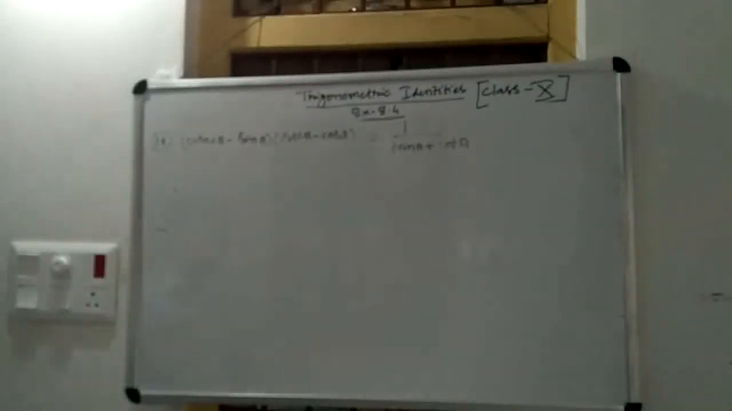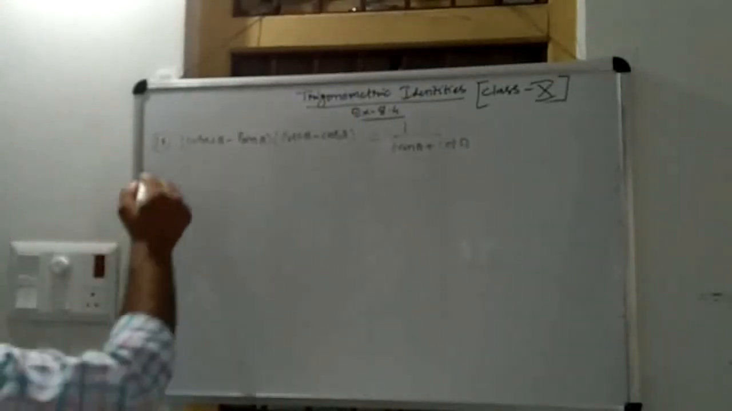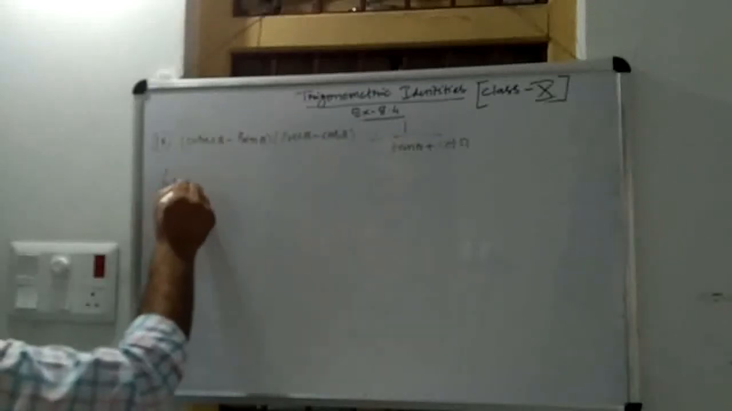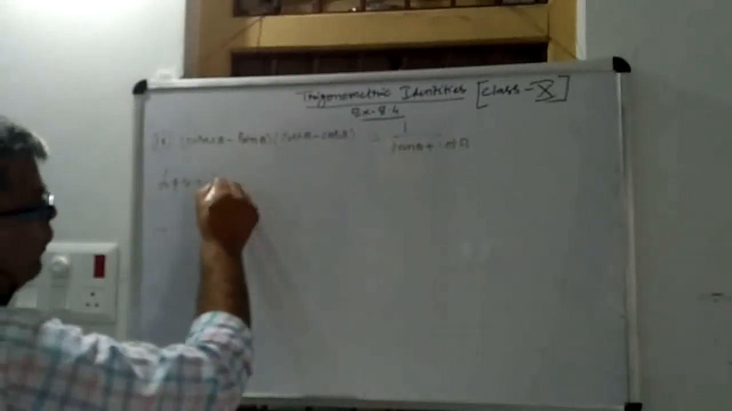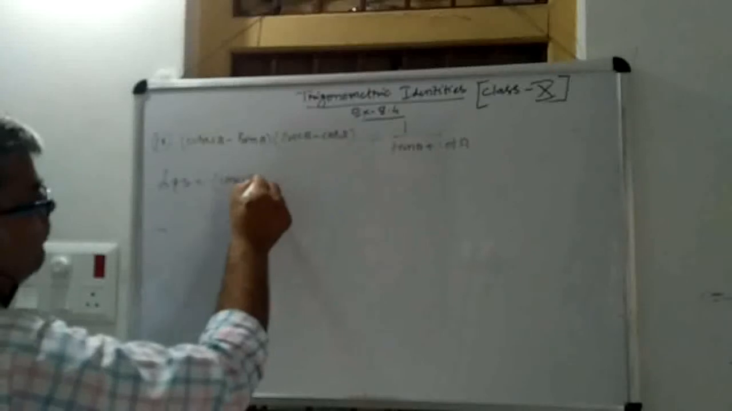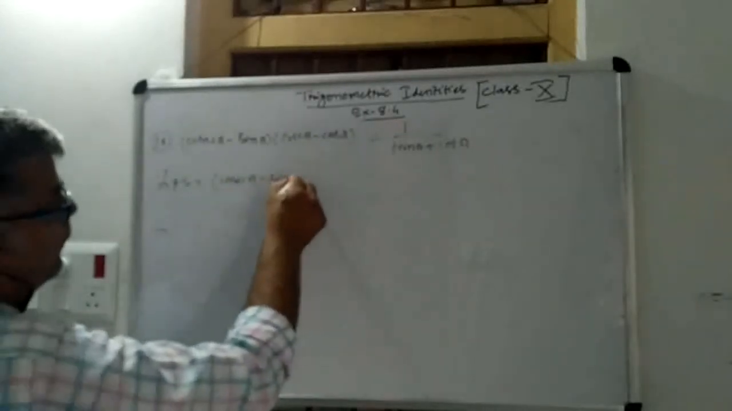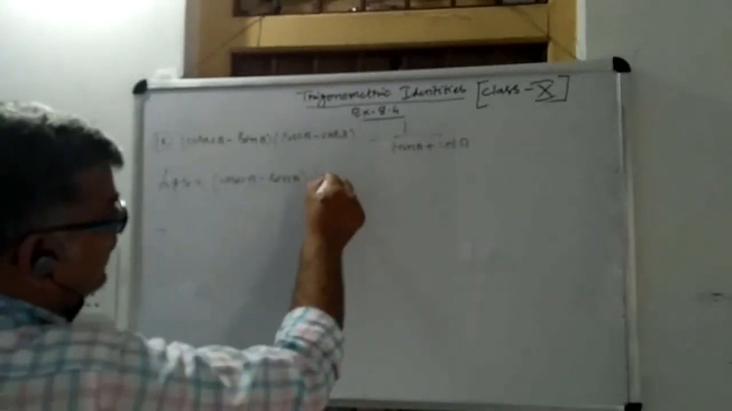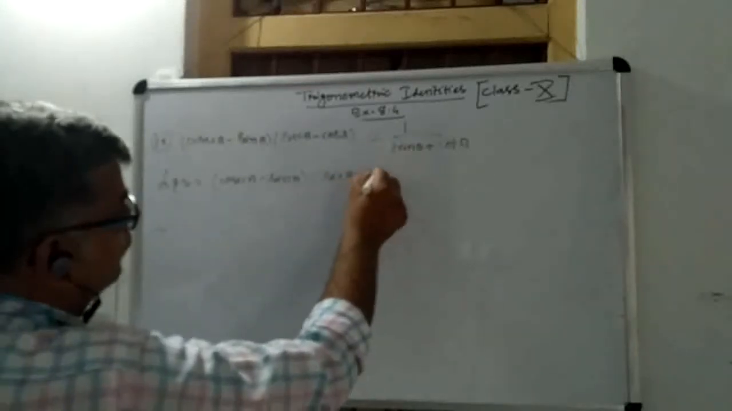This is your identity. Now first we solve the LHS part. So our LHS part is (cosec A minus sin A) into (sec A minus cos A).